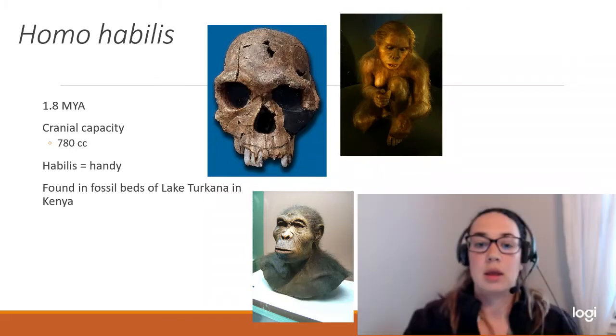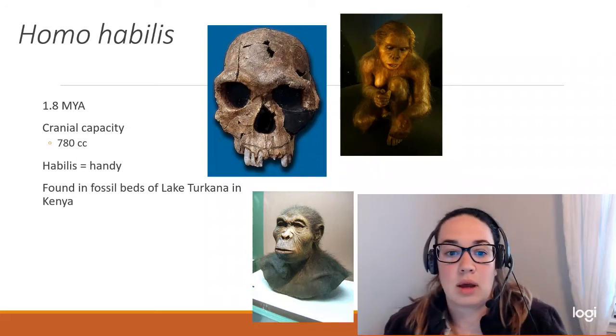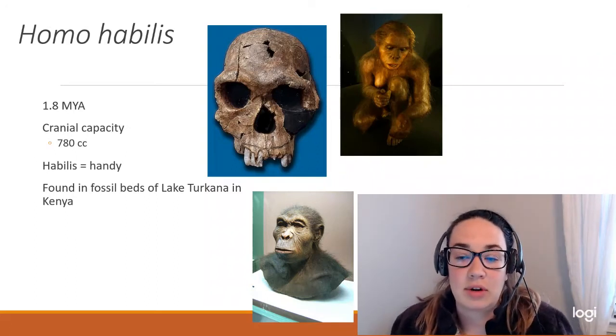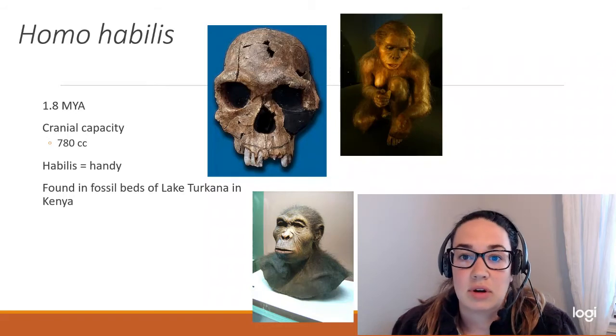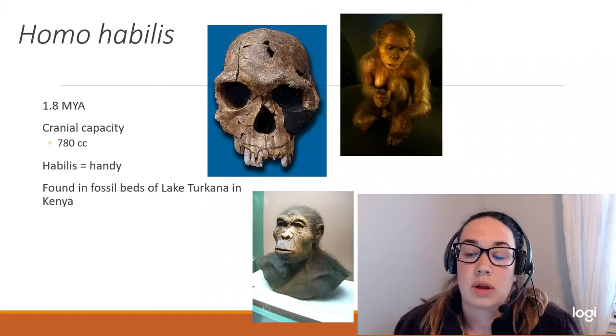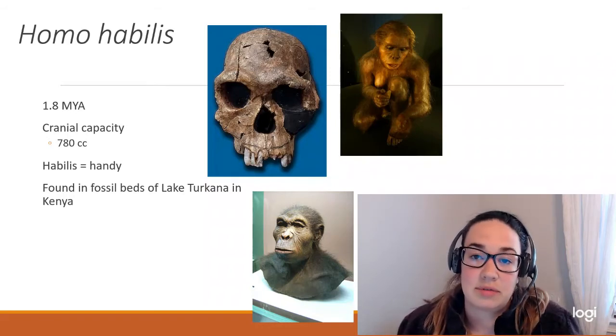Okay? So the Homo habilis was 1.8 million years ago. Now the cranial capacity is at 780 cubic centimeters, or a cranial capacity of 780.